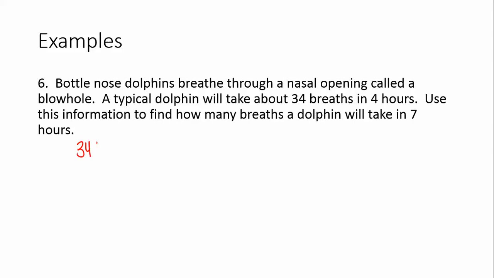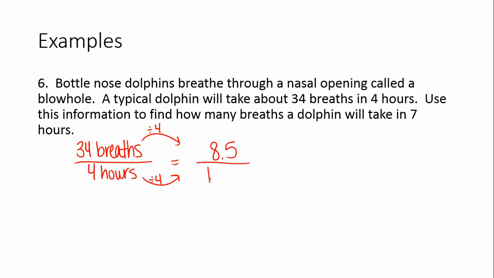So 34 breaths in 4 hours. We need to figure out how many that's going to be in 1 hour. So we need to divide both by 4. And you don't have to write these arrows with the division by 4. I'm just doing it so you can see exactly what I'm doing. So when we take 34 divided by 4, we get 8.5 breaths per hour. Think about that in relationship to a human. If you only took 8.5 breaths every hour, I don't think we'd survive.